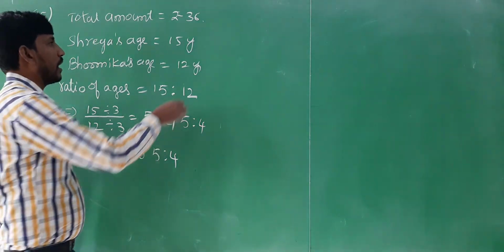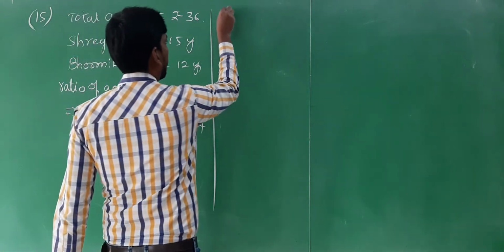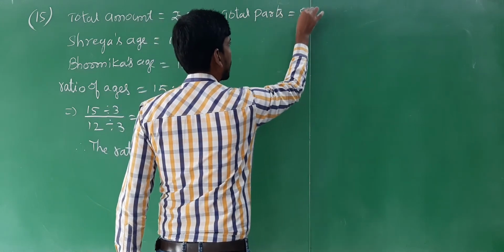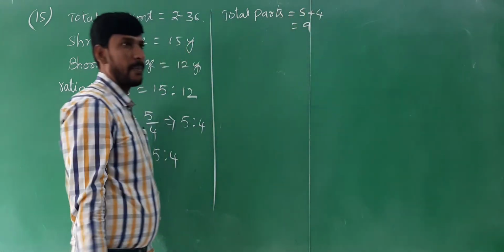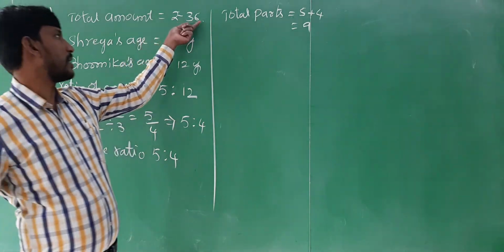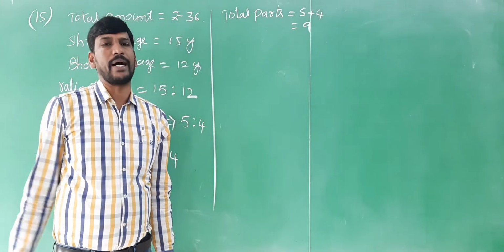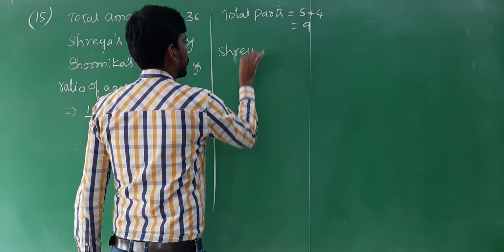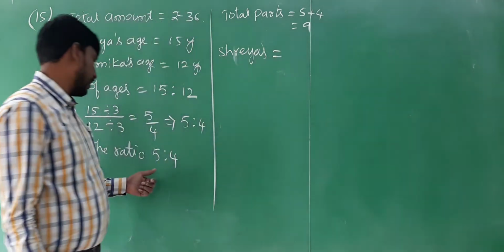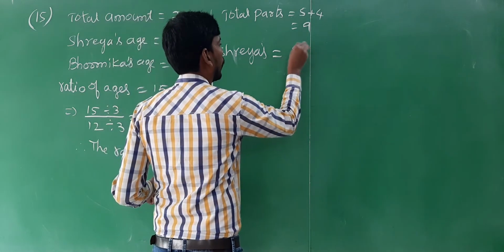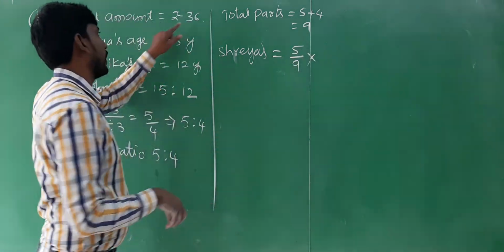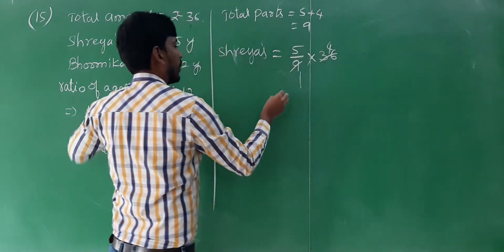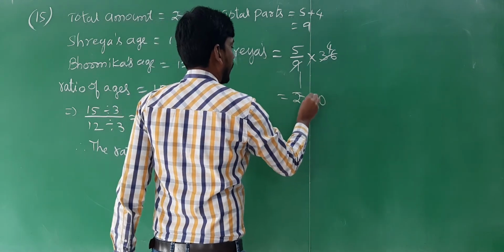See, clear? So here how many total parts are there? Total parts is 5 plus 4, nothing but 9 parts. Is it clear? So this 36 rupees is divided into 9 equal parts. Right? So now Shreya will get 5 parts. So 5 by total parts into the total amount, 36 rupees. Now by calculation, 9 ones are 9, 4 fives are rupees 20. So Shreya will get 20 rupees.